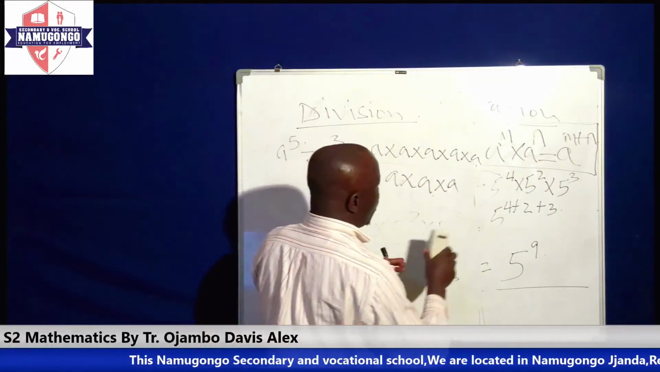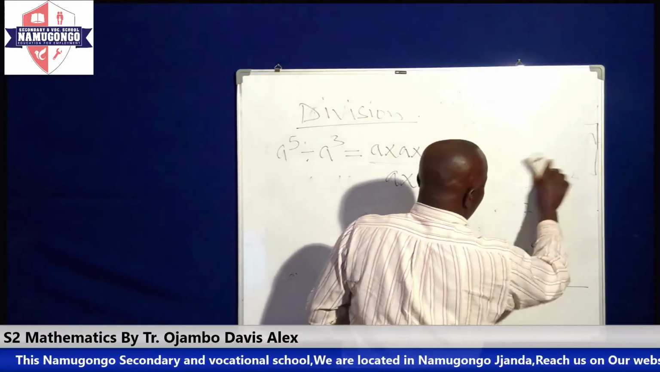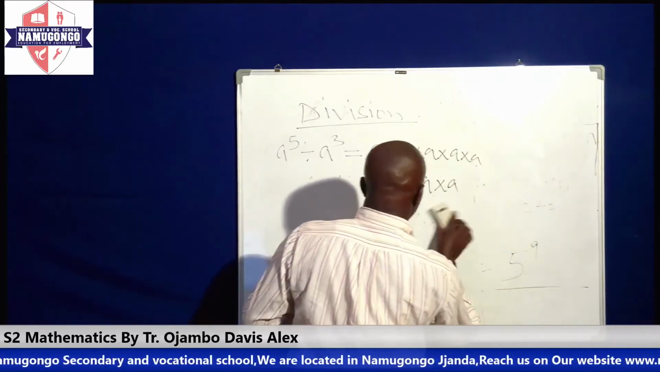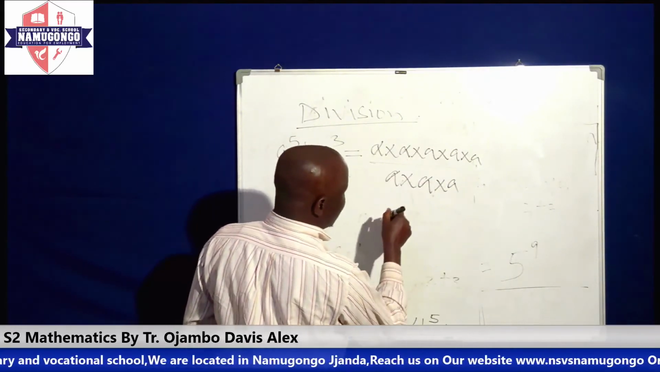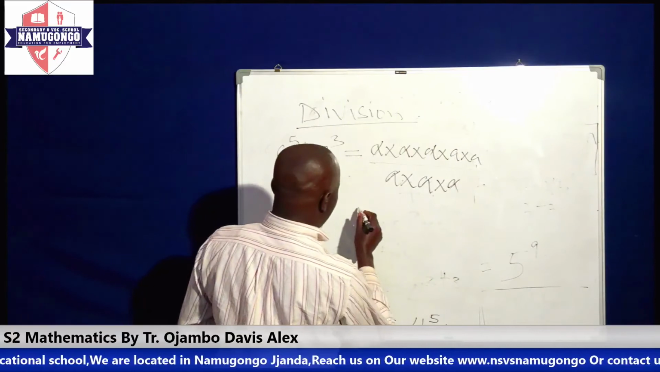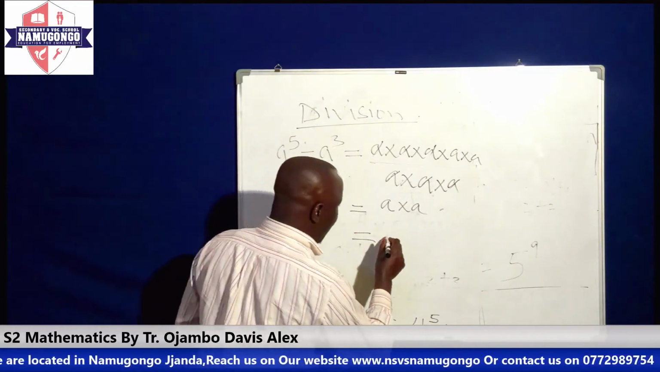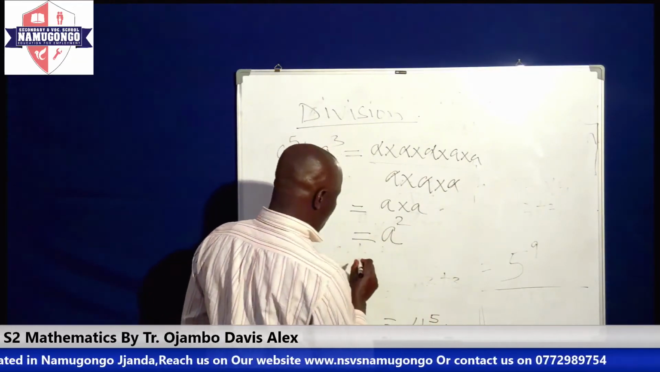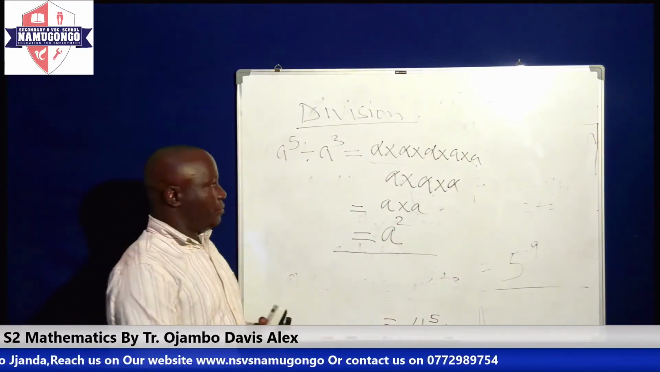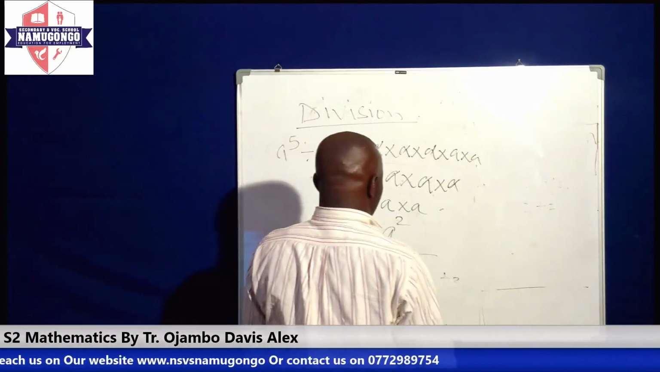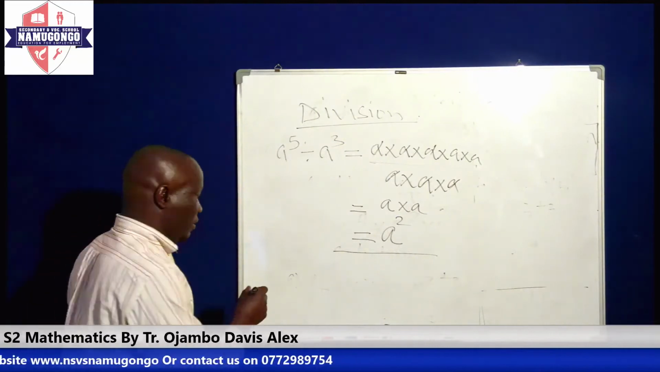Then from here we are going to divide. Without cancelling out the common terms, we are going to divide. So this a can be divided by this a, this a, and that a, and we remain with a multiplied by a. And this in power form can be written as a raised to the power of 2, which can also be written as a squared. Then we can have another expression. This will take us to our second law of indices.